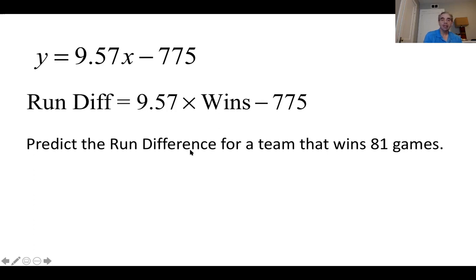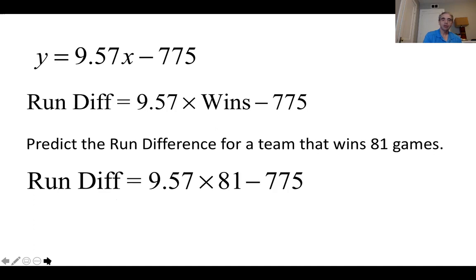Let's see if that's the case. We're going to plug 81 in for wins. So we get run difference is 9.57 times 81 minus 775. And look how good this number turned out. Run difference is 0.17. That's as close to 0 as you're going to get. So a team that wins and loses the exact same number of games on average is going to score the same number of runs as it gives up. So the run difference is going to be pretty close to 0.